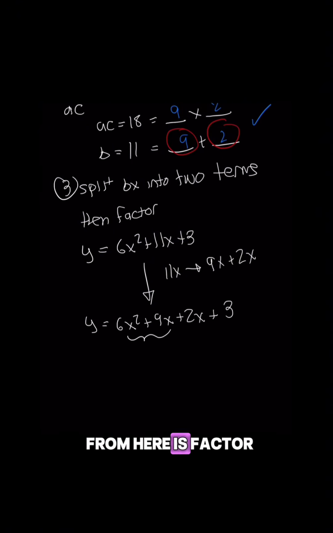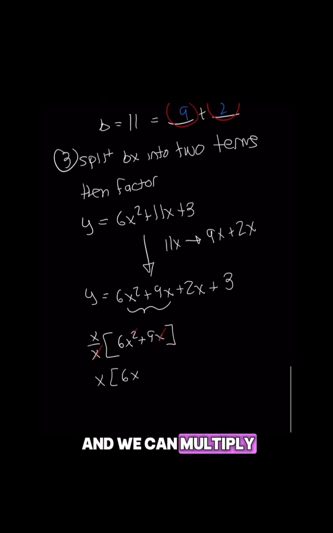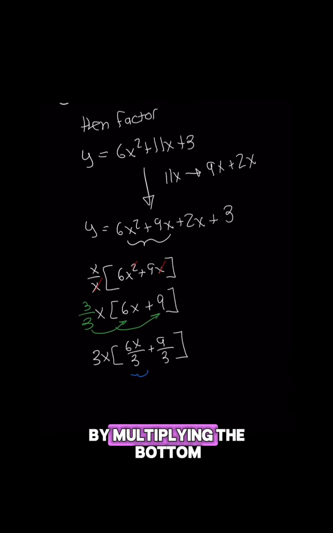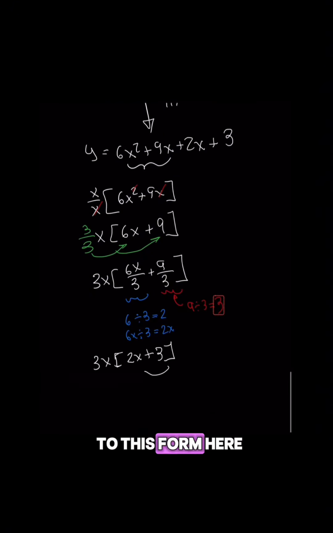What we want to do from here is factor, so we want to make the two terms on the left-hand side look like the two terms on the right. We can start by factoring out an x by multiplying it by x over x, bringing the bottom x into the bracket. This will cancel out the x terms in the bracket, and we can multiply the whole thing by 3 over 3. This will essentially factor out a 3 by multiplying the bottom 3 into the bracket. We get the expression to this form here.